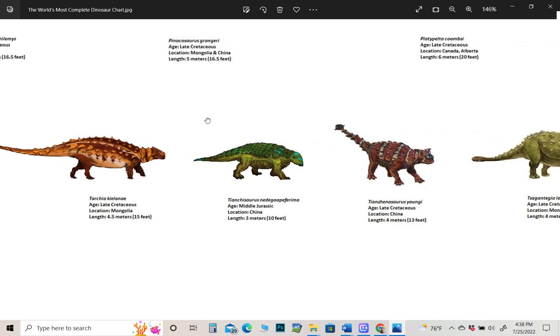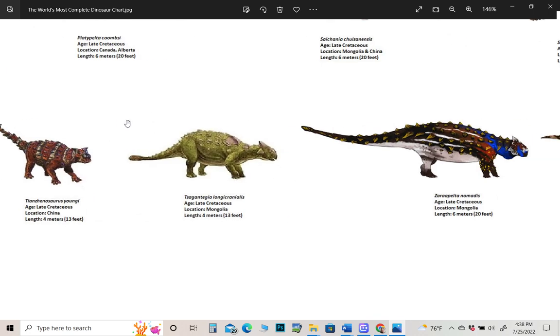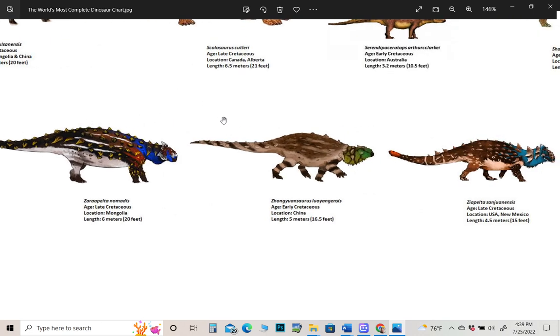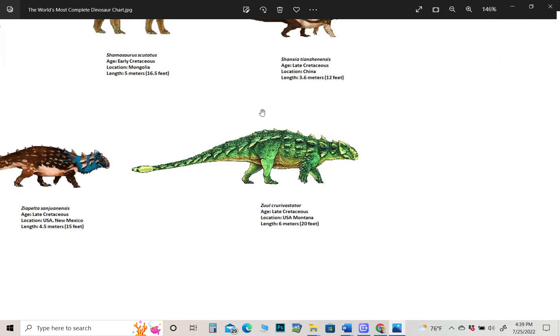Talarurus, Tarchia, Tianchisaurus, Tianzhenosaurus, Tsagantegia, Zaraapelta, Zhongyuansaurus, Ziapelta, and Zuul. Zuul is, if you had a list of dinosaurs alphabetically, this would be the very last in the list, which is kind of unique because it's also the last dinosaur on the chart. And the next line is going to be the non-dinosaurians, and of course it's named after the demon from the Ghostbusters movie.